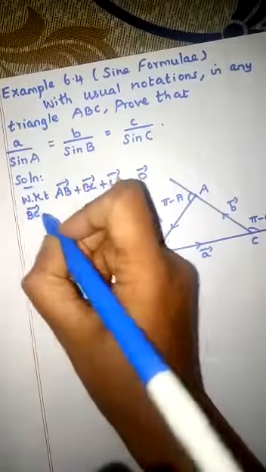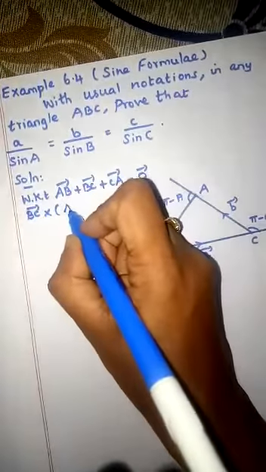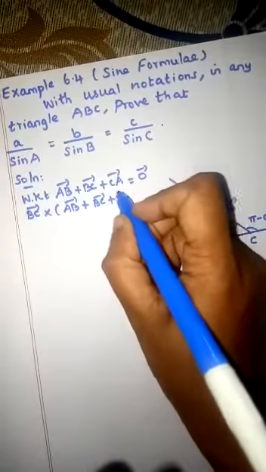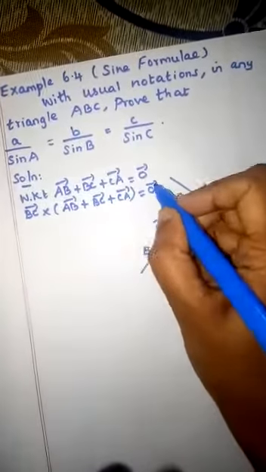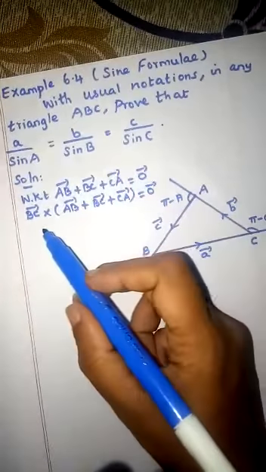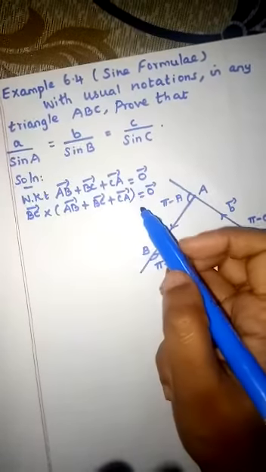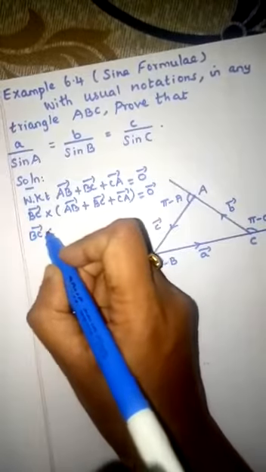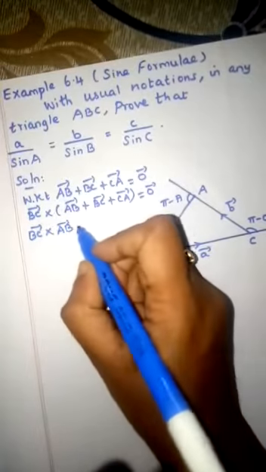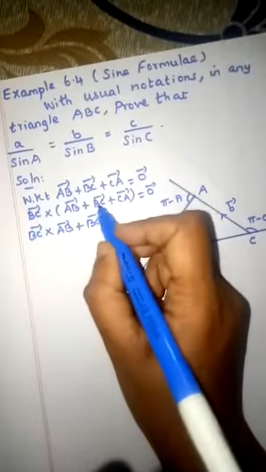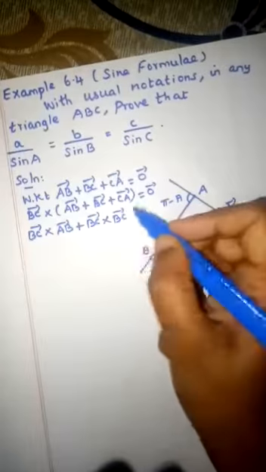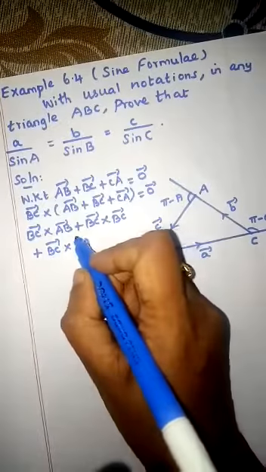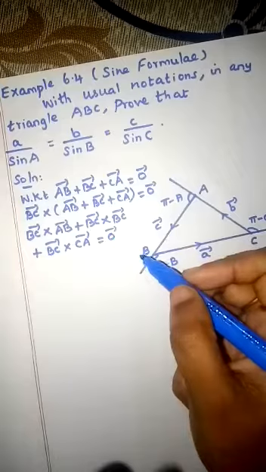So BC vector cross this vector, AB vector plus BC vector plus CA vector. It is equal to what? 0 vector only. So BC vector cross 0 vector will be 0 vector only. Now you can take the cross product. So it is BC vector cross AB vector, the first term, plus BC vector cross BC vector, then plus, along with BC vector, we can take the last term, CA vector. It is equal to 0 vector.